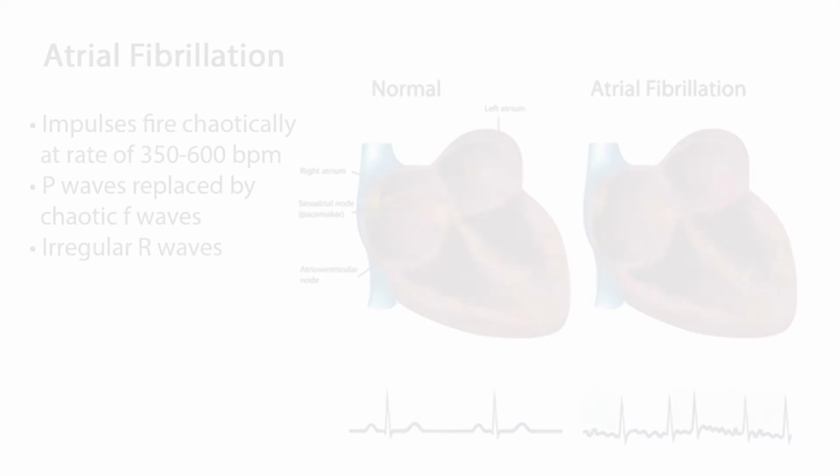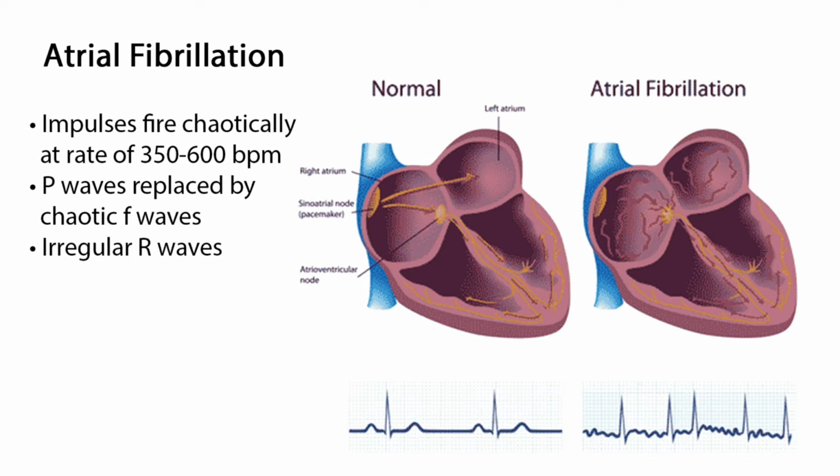Now let's take a look at atrial fibrillation, or AFib, the most common abnormal heart rhythm. Instead of one impulse moving through the heart as it should, many impulses begin in the atria and fight to get through the AV node. The atria depolarize chaotically at rates of 350 to 600 beats per minute. These extra impulses trying to get through the AV node cause the atria to fibrillate, or quiver and twitch, in a fast and disorganized way.